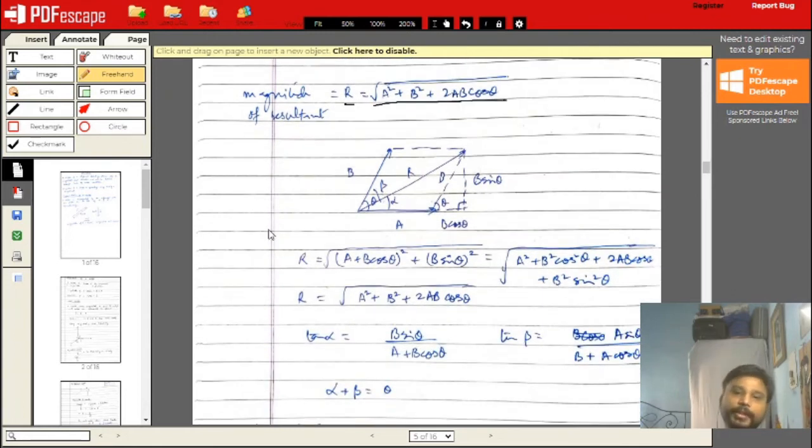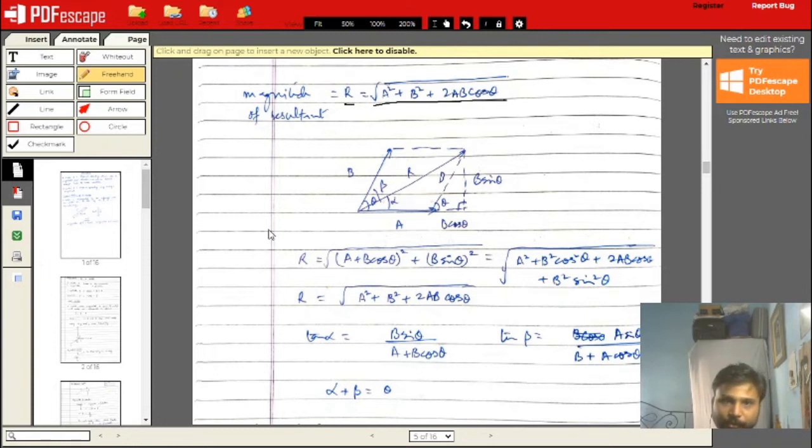What we do is that we write a vector A. So this vector is A. There is another vector B. So the A vector and B vector have an angle theta in between them. And we know from the parallelogram law that from the common point we start, the sum of the two vectors is A plus B, that is this diagonal. It is represented by R here.